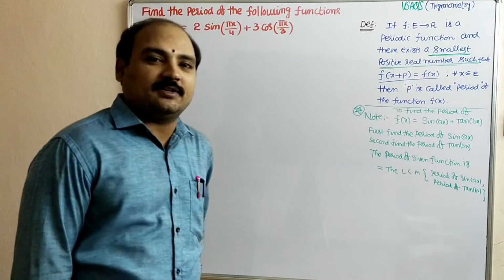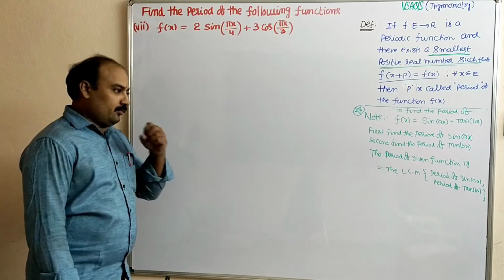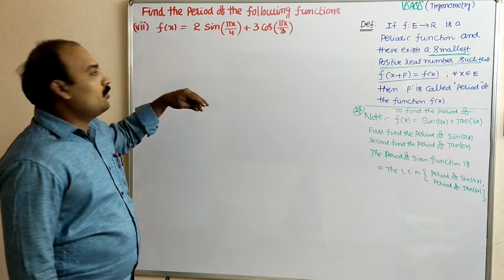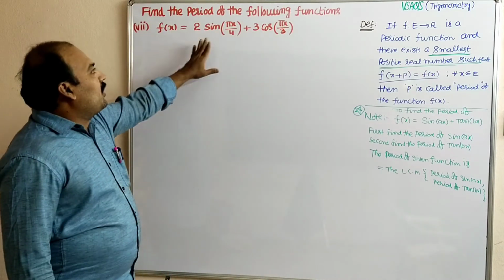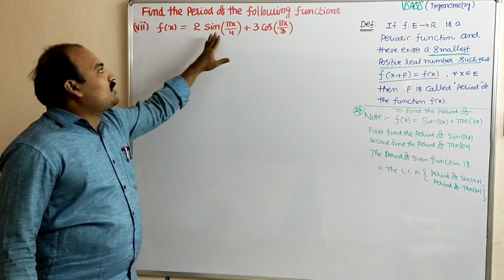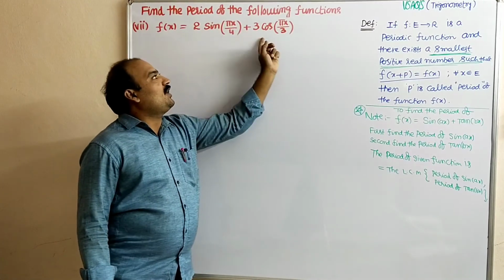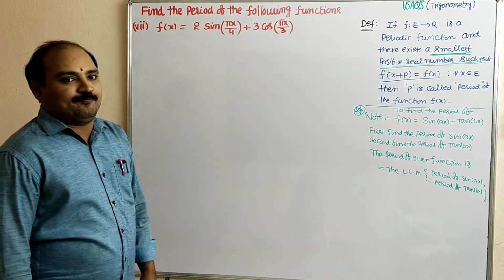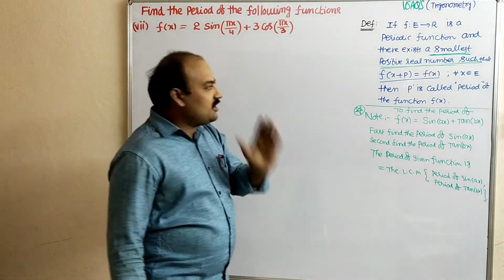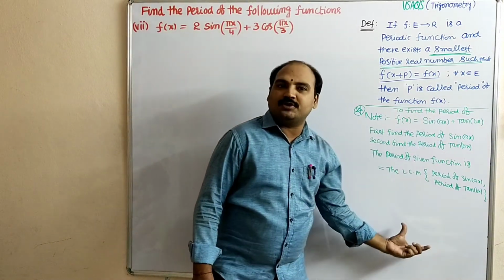Next question. Let us have another question on the model periodicity problems. Find the period of the function f of x equal to 2 sin of pi x by 4 plus 3 into cos of pi x by 3. To find the period of this type of problems, here I wrote the procedure.